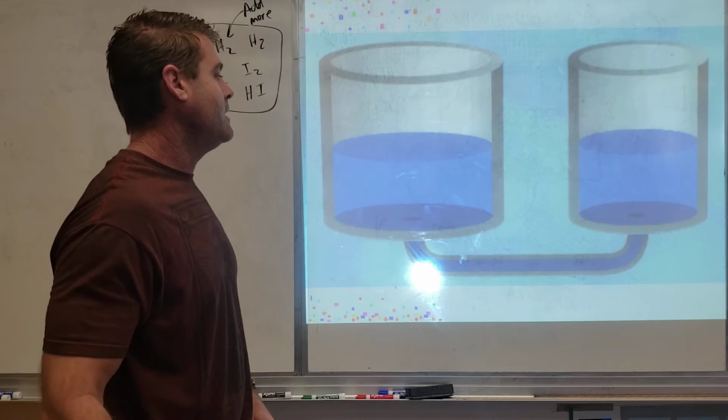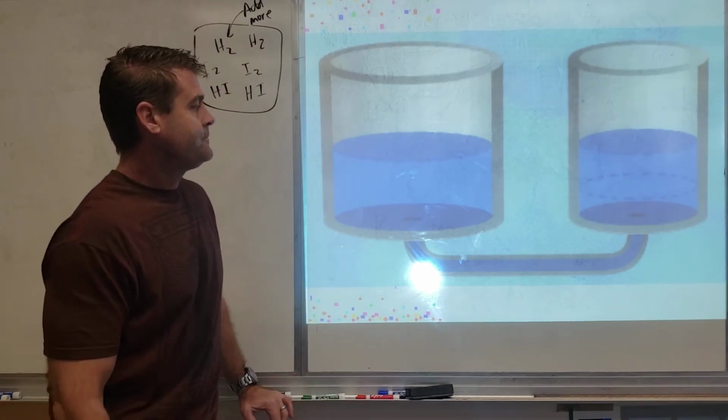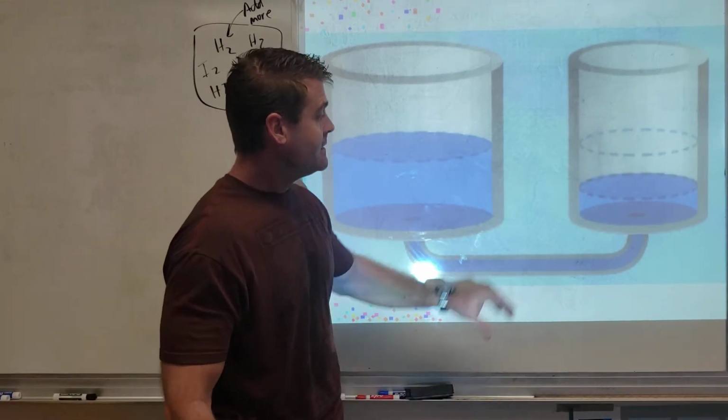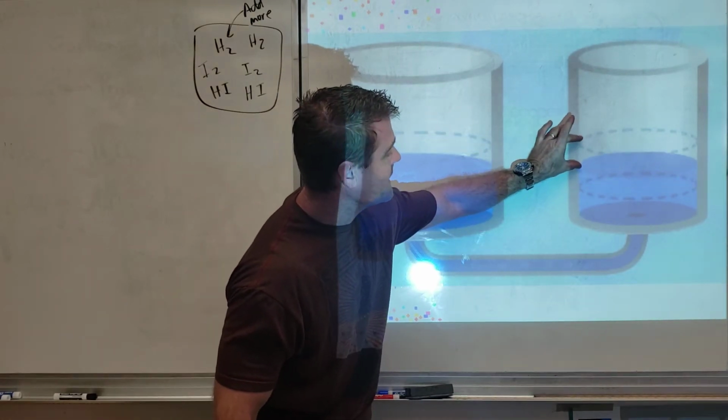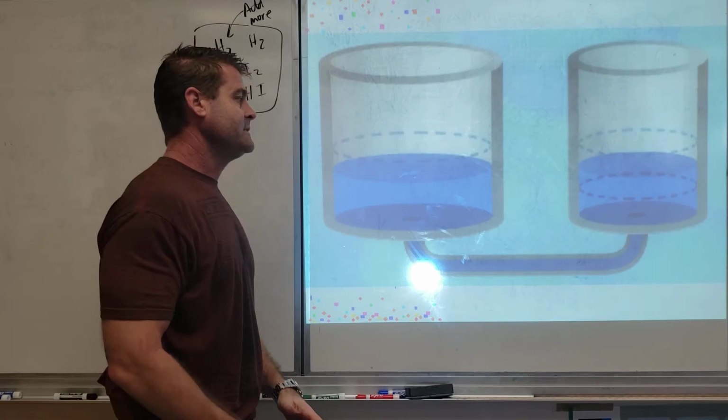When water is removed from the tank on the right, the water moves from left to right. The level of water goes down on the right and up on the left. This is similar to removing.